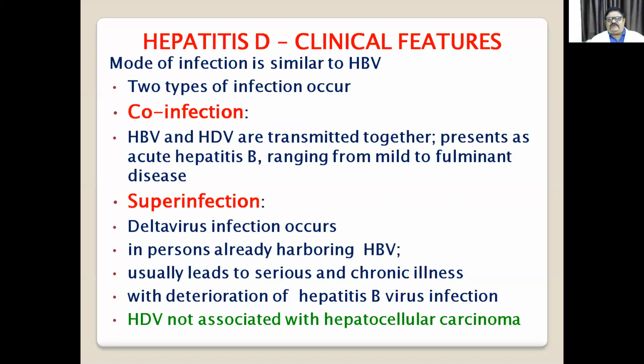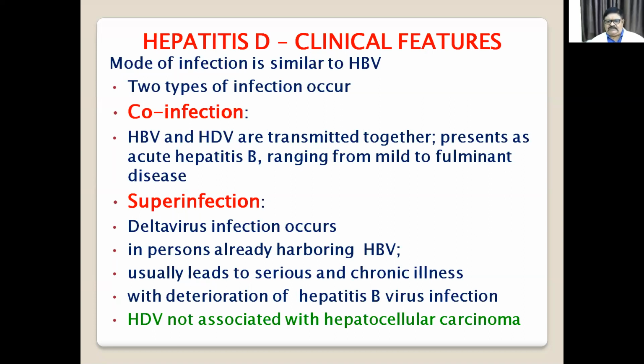Clinical features: the mode of infection is similar to HBV because it depends on that. Co-infection of HBV and HDV is transmitted together, presenting as acute hepatitis B, ranging from mild to fulminant disease. Superinfection: Delta virus infection occurs in persons already harboring HBV. It usually leads to serious and chronic illness with deterioration of hepatitis B. So it exactly follows the course of hepatitis B.